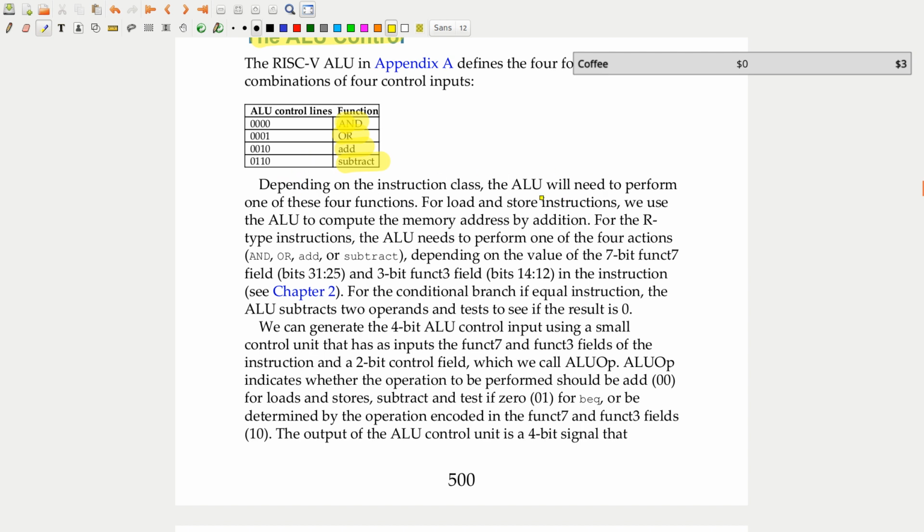So depending on the instruction class, the ALU will need to perform one of these 4 things. So we'll get this value. This will be something that's encoded in the instruction itself, and then our control logic will create these values. So we can generate the 4-bit ALU control input signal using a small control unit that has inputs, the func7 and func3 fields of the instruction.